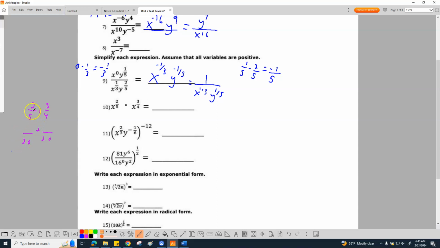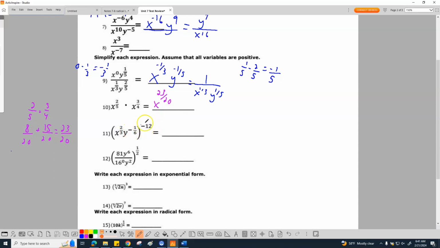From 5 to 20, I multiplied by 4, so 4 times 2 is 8. And then 5 times 3 is 15. You keep the denominator of 20, and then you have 23 over 20. So your answer ends up being x to the 23 over 20. We've actually worked this exact problem before. x to the 23 over 20. That's that.